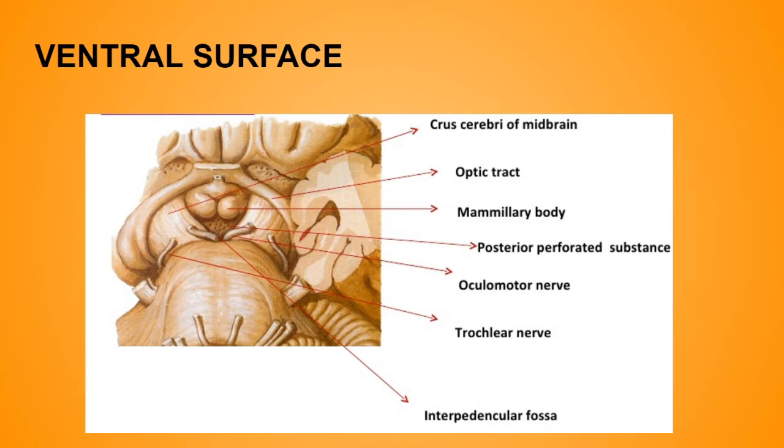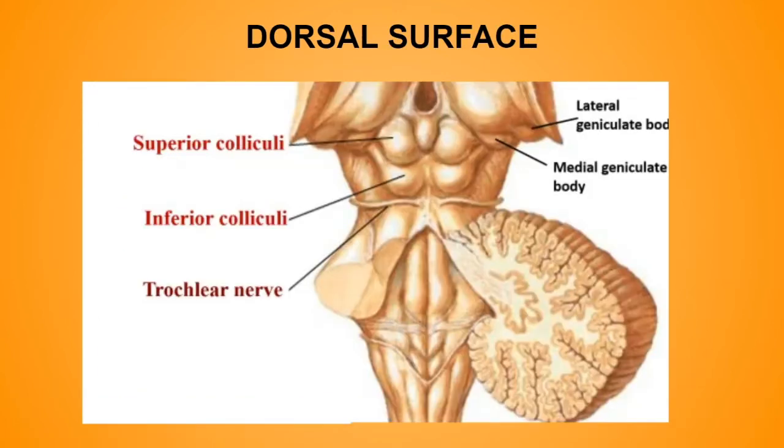superior cerebellar arteries. Now the dorsal surface of the midbrain presents four rounded elevations, as you can see, two superior and two inferior. These are called the superior colliculi and the inferior colliculi, and these four together are known as the corpora quadrigemina. Now the colliculi are separated from each other by a cruciform sulcus, as you can see.